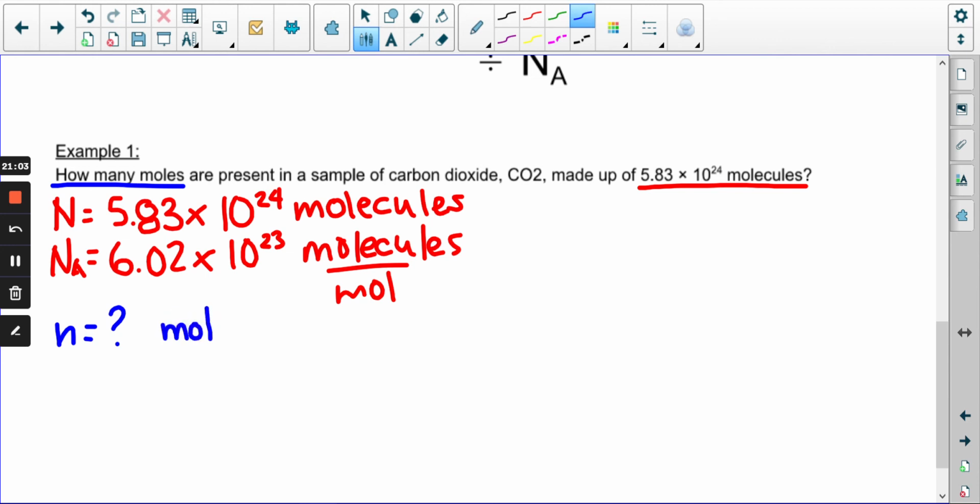Okay. So I've set up my givens here, and then I have to figure out what equation to use. Before I do that though, I want to remind you of something really important that we spoke about before. I want to look at the significant figures here. Looking at the molecule number and also at Avogadro's constant, I see in both cases it's 3 significant figures.